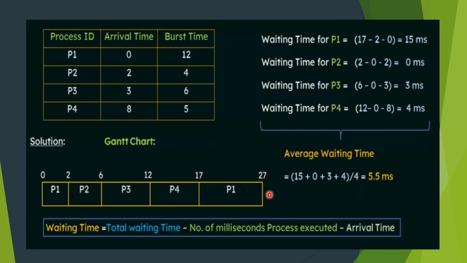So, as usual, we now calculate the waiting time for process 1, which finished at 27. So the waiting time would be its completion time minus the arrival time, which eventually will give us 15.